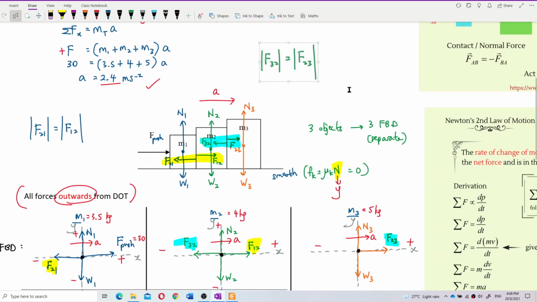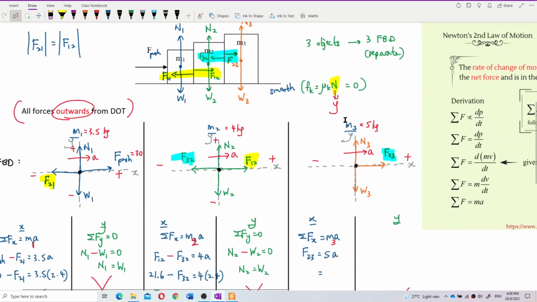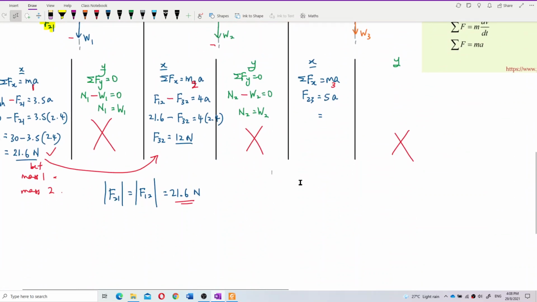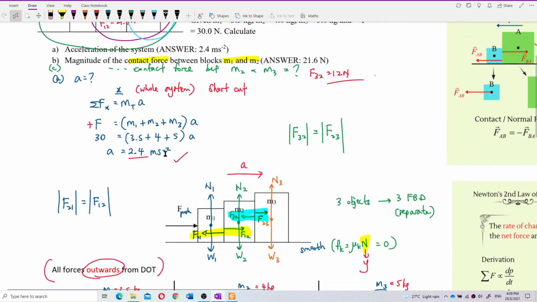They are contact forces, so we can put them over here. We know that F32 is 12. So F23 should also be 12, isn't it? F23 should also be 12 Newton. So is that correct? Is F23 also 12? Let's cross check. Just now we also got the acceleration, 2.4.